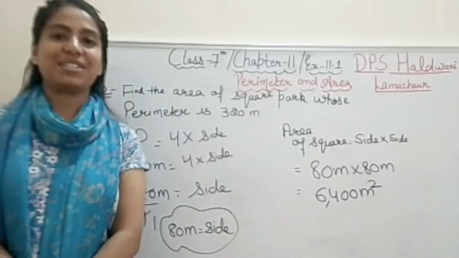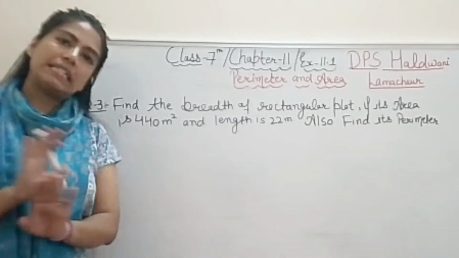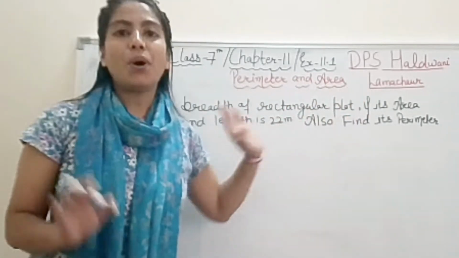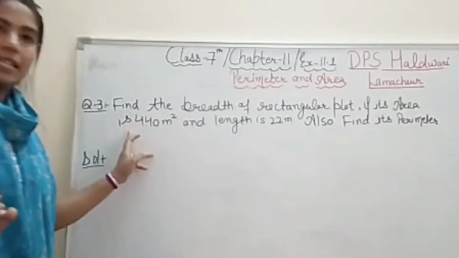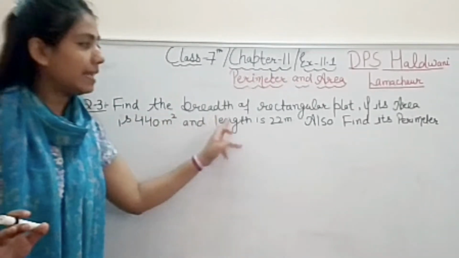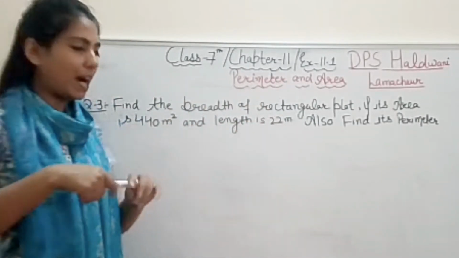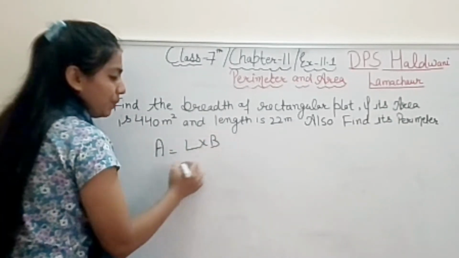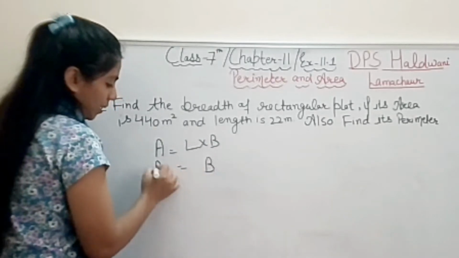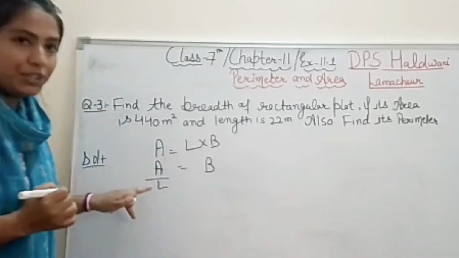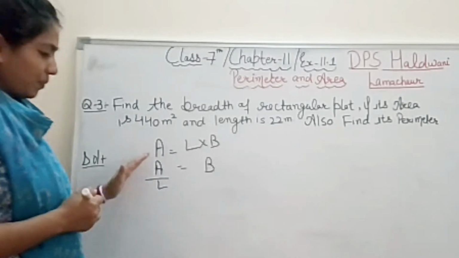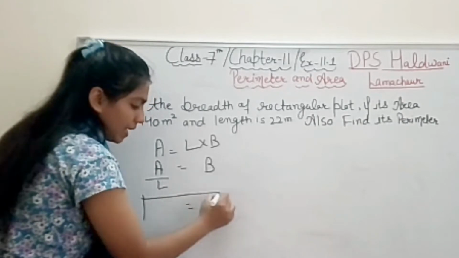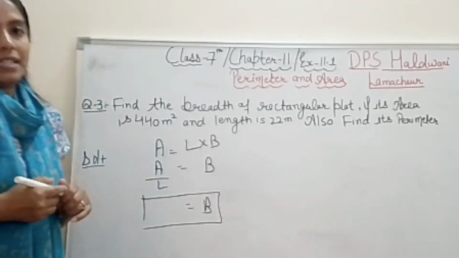Now coming to our next question. See, student. Again we have a simple question. Question number 3. Find the breadth of a rectangular plot of land if its area is this meter square and length is this. I told you in the introduction part that area is length into breadth. So breadth you need to find out. So the formula will be A upon L, and area is given to you and length is also given to you. So with the help of this formula you will be able to find out the breadth. Right? After taking out the breadth, that is the answer.